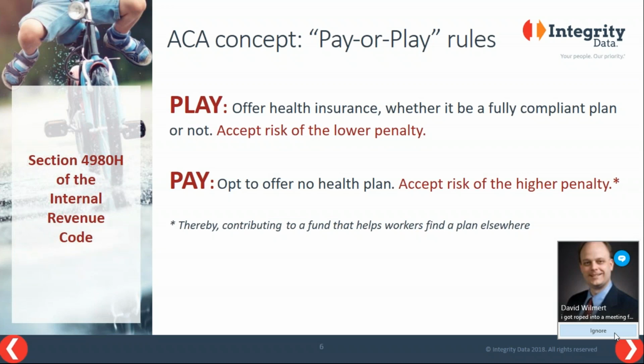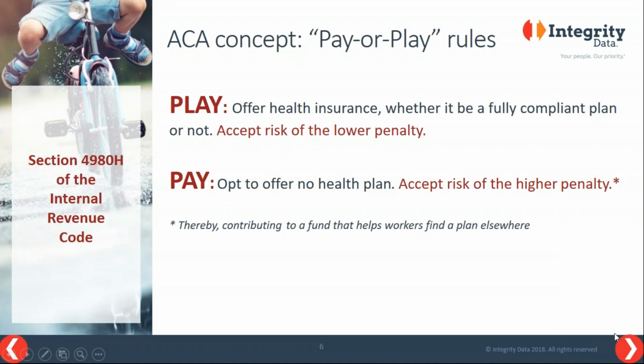However, even if you play by offering health insurance, you could face a penalty risk if the offer is not fully compliant. Then the lower Tackhammer penalty is applied. We have a 101 educational video that goes into more detail around these penalties on www.acafluent.com, linked at the end of this presentation.